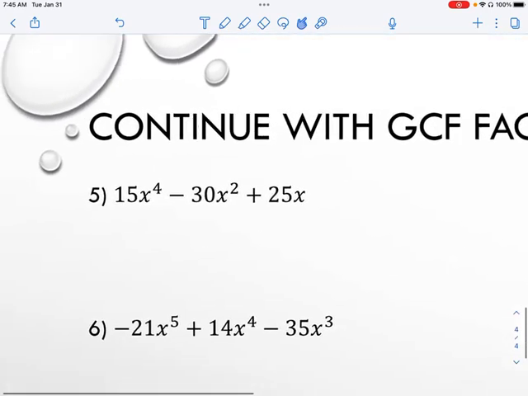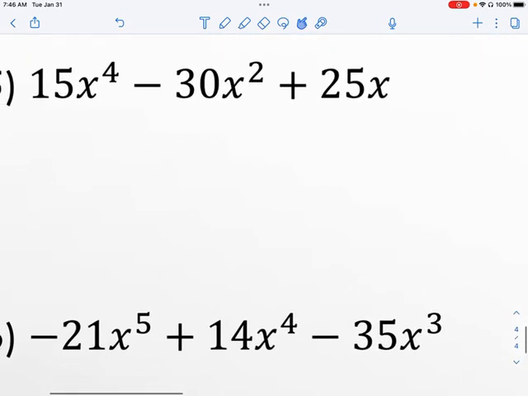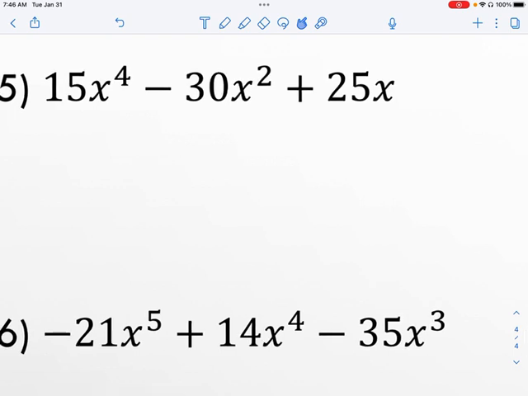Okay, so now we're going to put it all together. Remember I said to start off looking at the numbers first. In this problem we have a 15, a 30, and a 25. The largest number that goes into all of them is going to be 5. Next, I have an x to the fourth, an x squared, and an x. How many do they have in common? They all have one x in there.